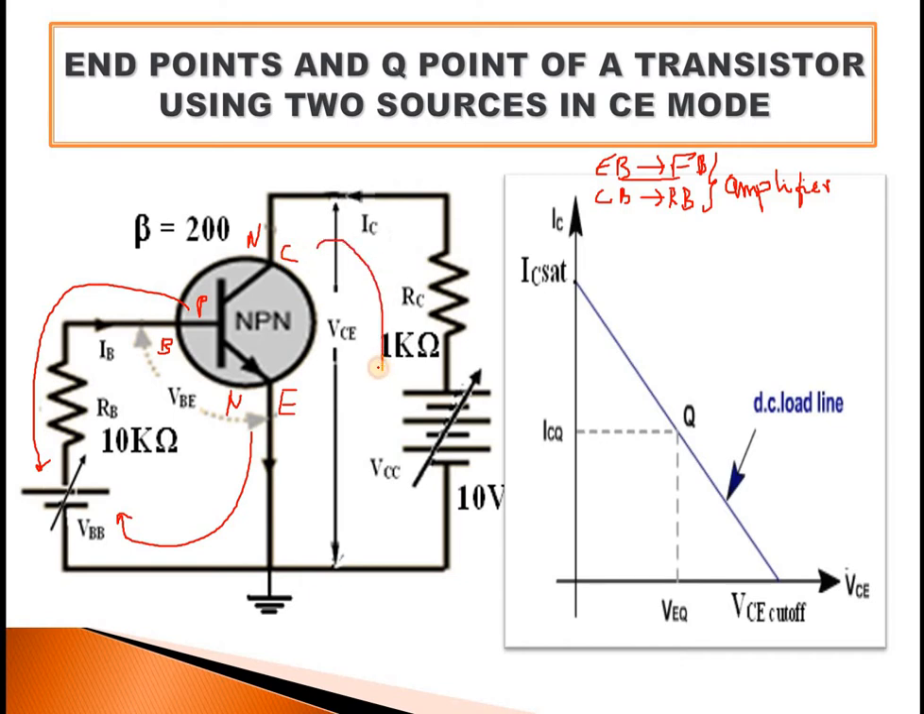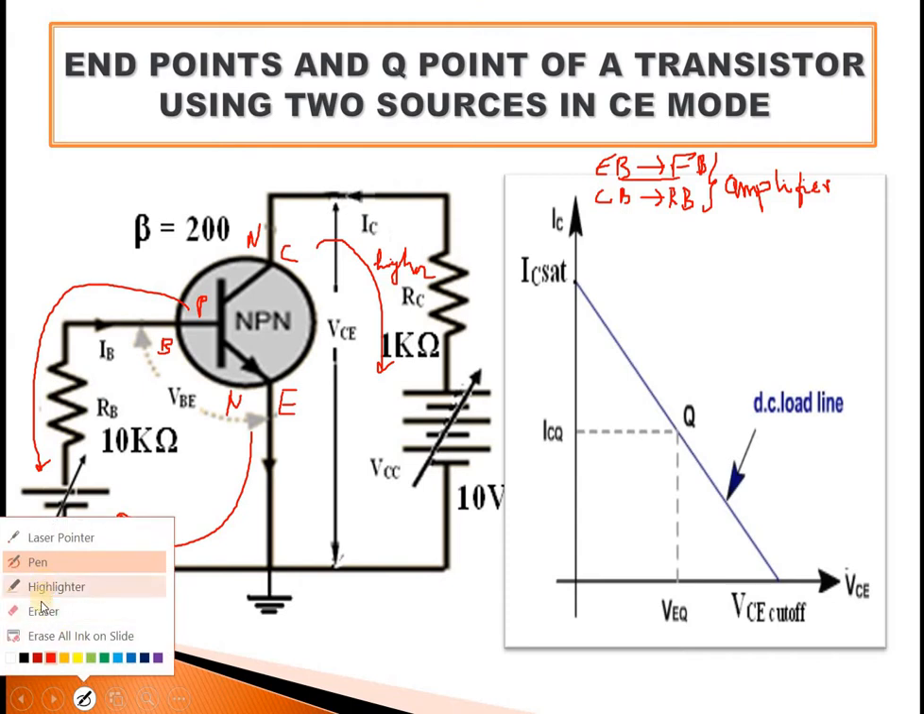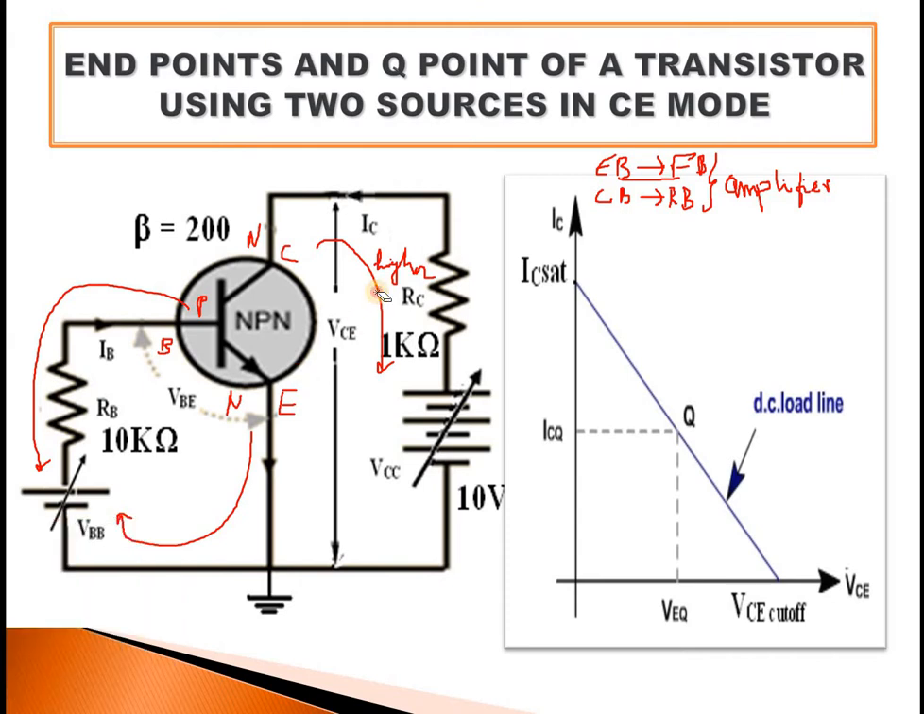Collector is given to positive. It is at higher potential. That is, if base is having 0.6 volt, the collector should be 5 volt, 6 volt, like that. Both are positive, but this voltage is higher potential positive than this, so that collector base will be reverse biased. So, we need to see that first and hence connect this like this through the resistor.